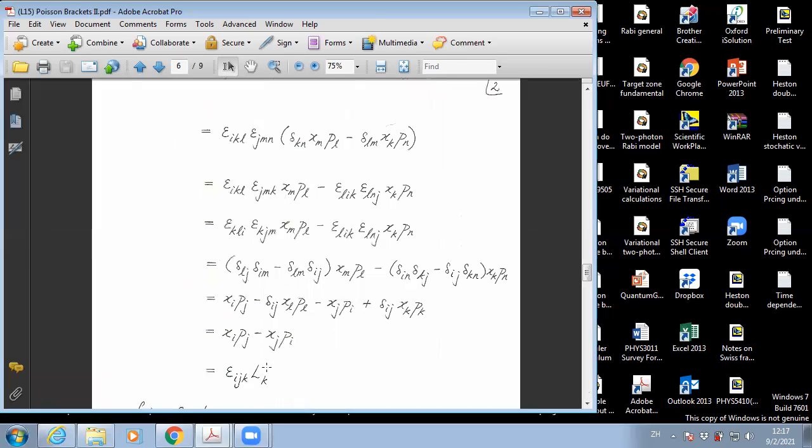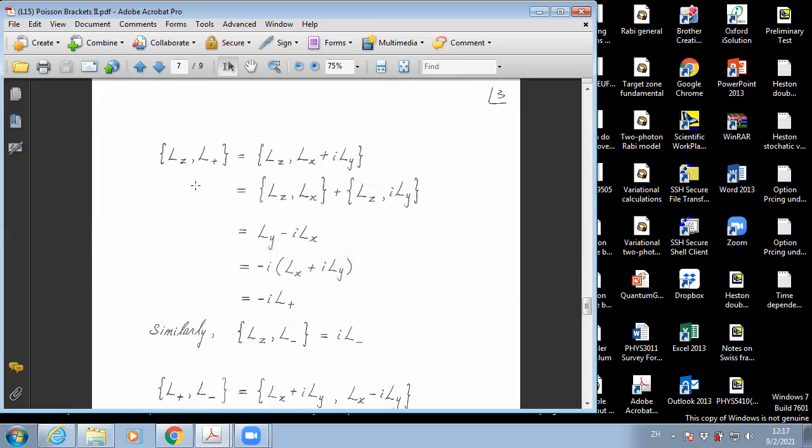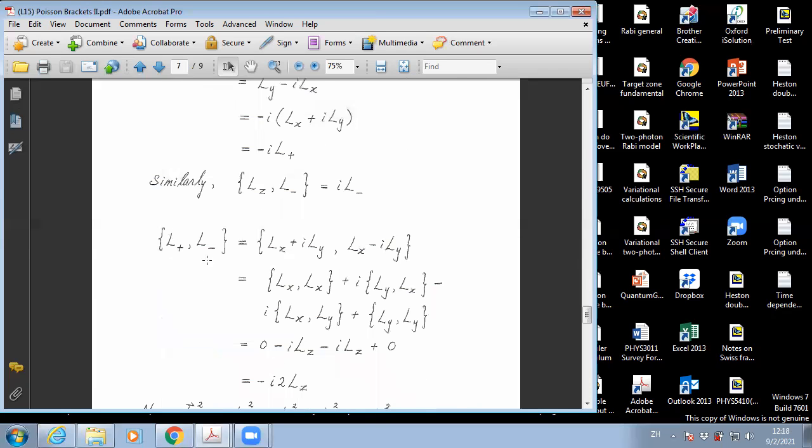Okay, determined here: {Li, Lj} gives you epsilon ijk Lk. So we find that {Lz, L+} gives you minus i L+. Similarly, we can repeat the same procedures. We realize that {Lz, L-} gives you minus i L-, okay? And how about L plus and L minus?